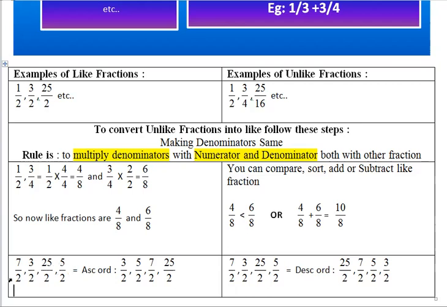So we have one example. If our fractions are like, that means all the denominators are the same, we can simply compare the numerators and put them in ascending order. So here the lowest numerator is 3. So 3 upon 2, then 5 upon 2, the next highest is 7 upon 2, and 25 upon 2. So this is how, if you have the same denominators, you have like fractions, and you can simply put them in ascending order by comparing the numerators. Same way with descending order. So here the highest will be first, 25 upon 2, and then 7 upon 2, and then 5, and then 3. So this is how we can convert unlike fractions into like fractions.